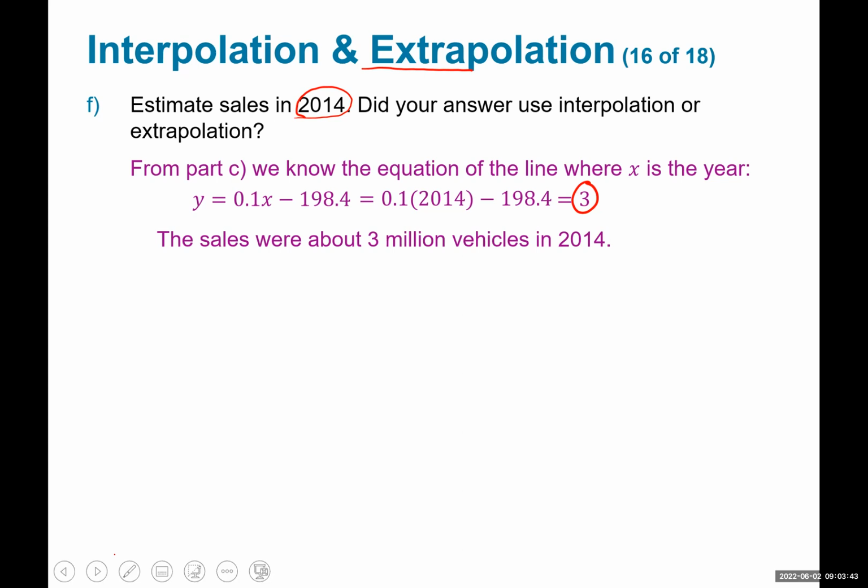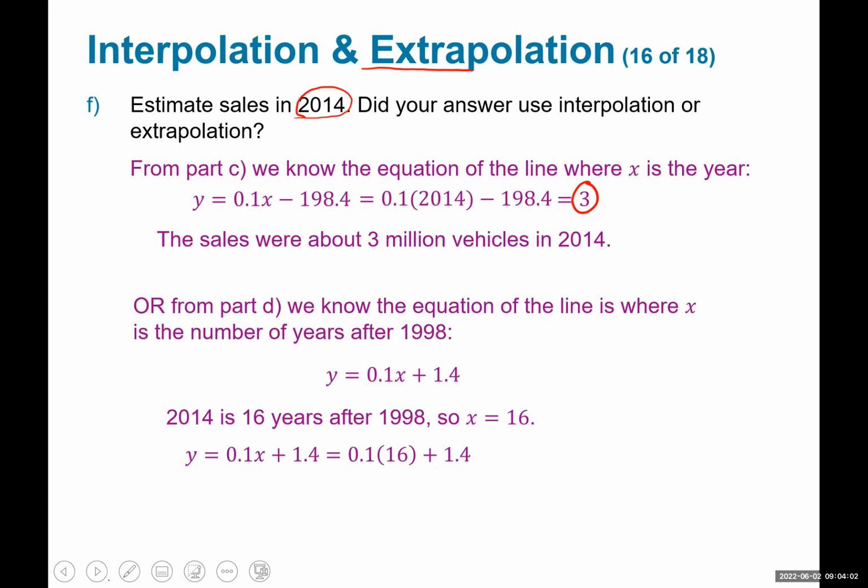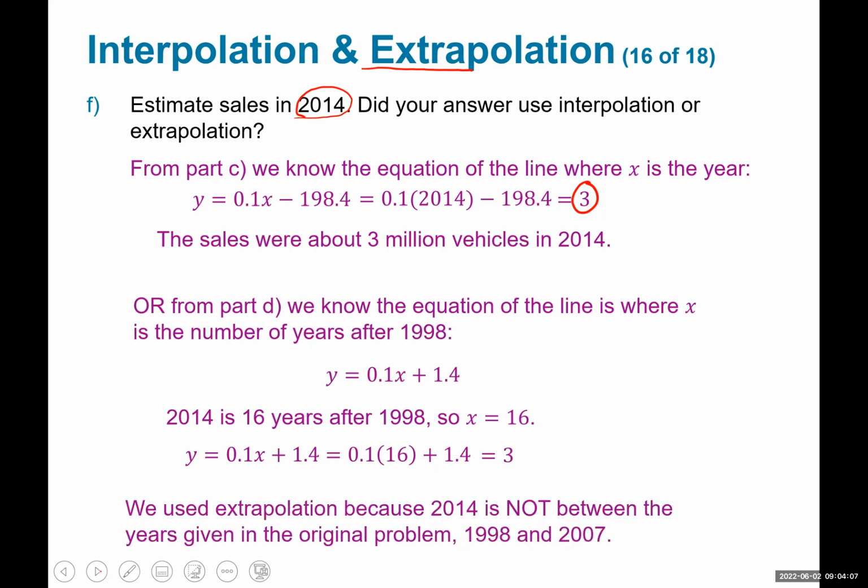So for the first part, plug in 2014, and it says 3 million cars would have been sold in 2014. That's a guess, an estimate, because again, we only had data from 98 and 2007, but we're using a pattern to find out. For the second, we would say, how many years is it since 1998? That looks like about 16 years. So we plug 16 in for x, and we get out 3 again. 3 million cars were sold. But we use extrapolation because again, 2014 is outside of the data range that we actually have.